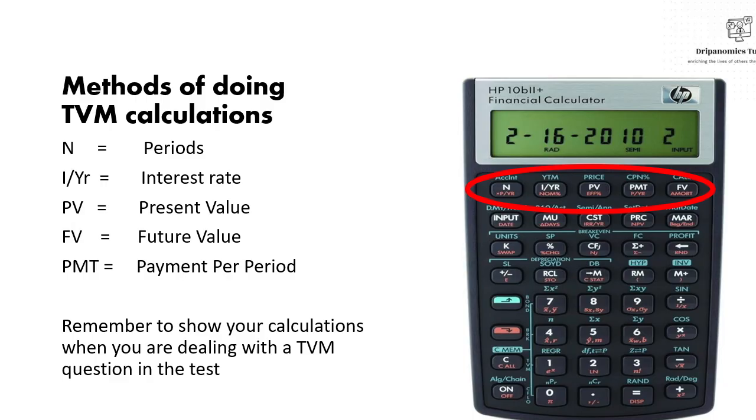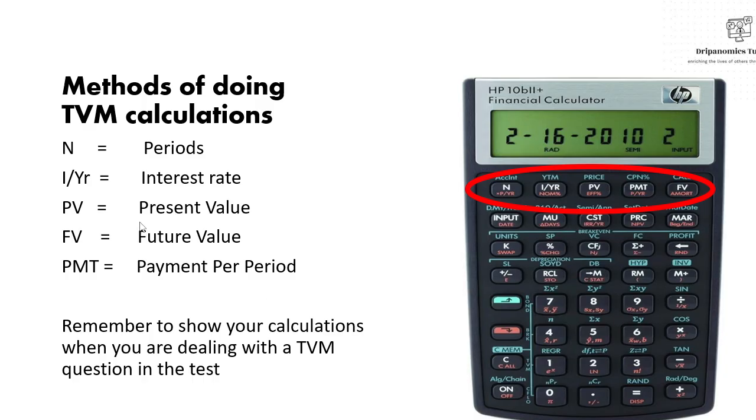Now the next one is our I/YR, which stands for our interest rate. I will teach you guys about the orange part later in these lessons, the NOM and the EFF. I will teach you about that in the next set of slides. It's part of the next lesson. But if they say it's 10%, you would simply type 10 on your calculator and then press that I/YR button right next to your N. So 10, and then you press I/YR. That will register the 10% on your calculator.